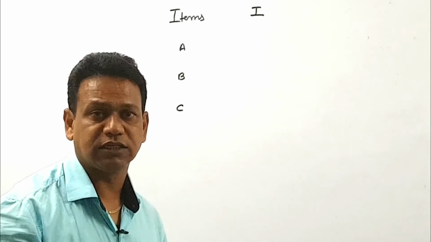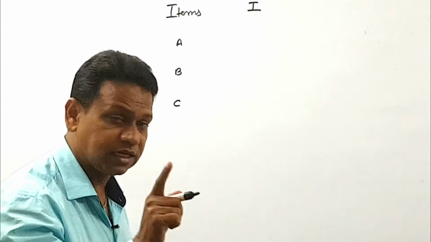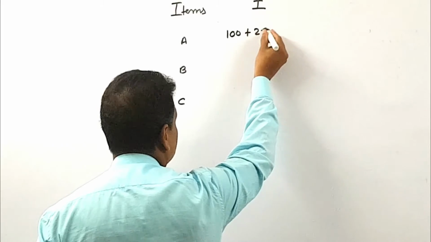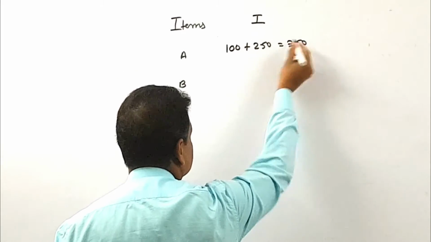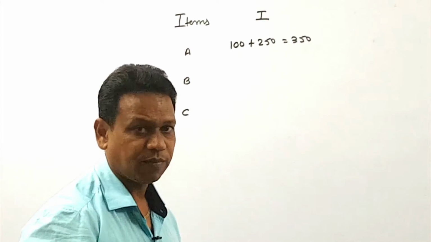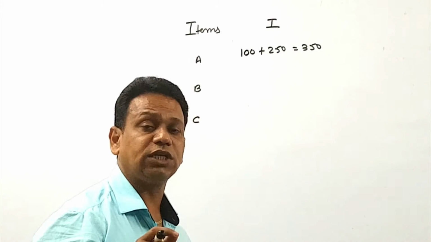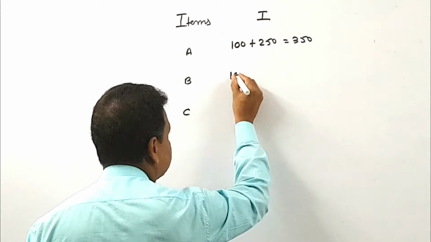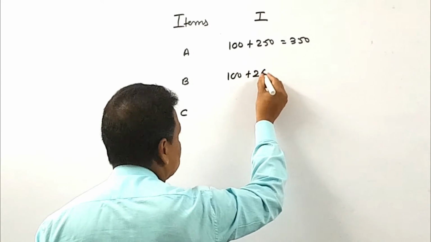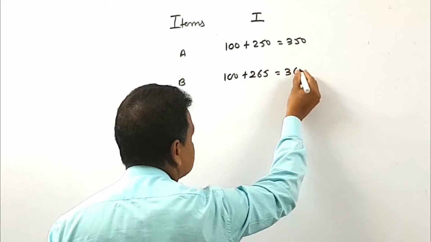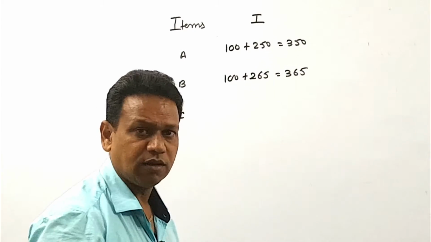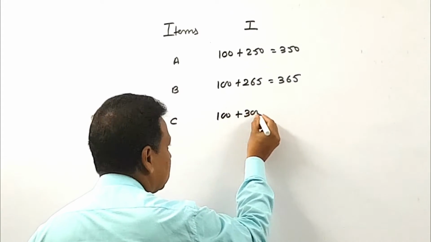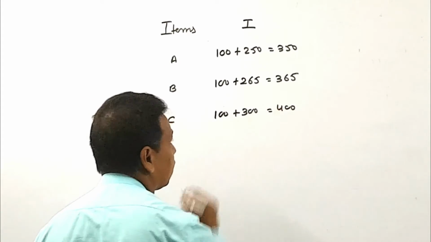250% in item A. So 250 is increased. So 100 is our base index number plus 250. So this is 350 for the current year. Then they have given 265% increase in item B. So again do the same, 100 plus 265, that is 365. Then for item C, 100 plus 300, it is 400.